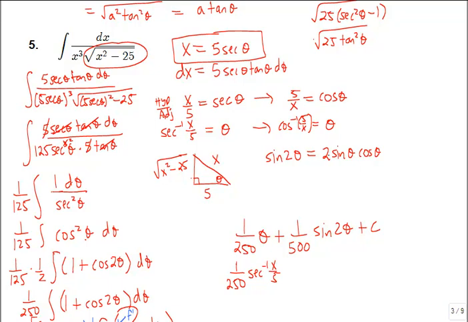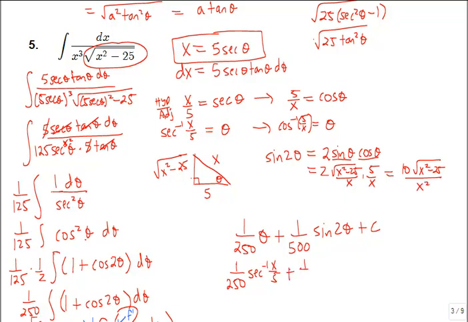So once I use this double angle identity, then I can find out sine of theta and cosine of theta by looking at this triangle. So sine of theta is opposite over hypotenuse, and cosine is adjacent over hypotenuse, so 5 over x. So just simplifying that a little bit, this will be 2 times 5, or 10, square root of x squared minus 25 over x squared.